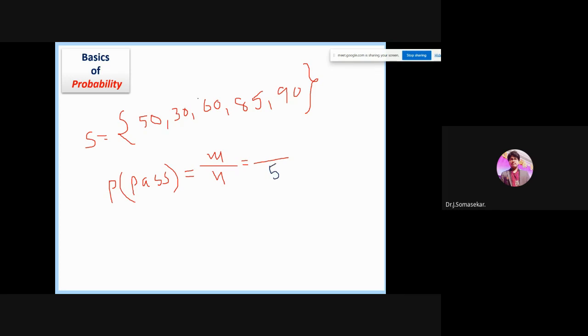Number of students passed in the exam. So minimum 35, so 50, 60, 85, 90. So that means 4 students. So 4 by 5. So this is the probability that a randomly selected student will pass in the exam. This is just a possibility only, around 90%, or maybe 80% possibility is there. So this is the basic idea.